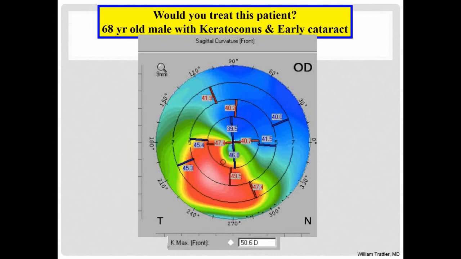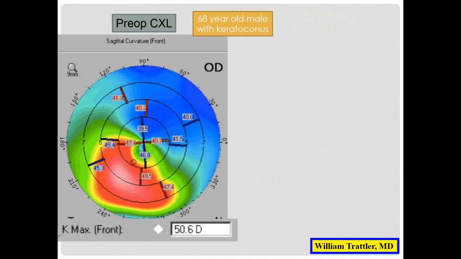So here's this patient, a 68-year-old male. This is the other eye, but both eyes underwent treatment. You can see that there's significant inferior steepening present, and the Kmax is 50.6.